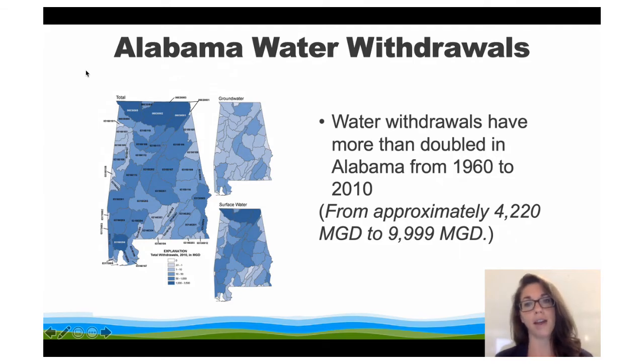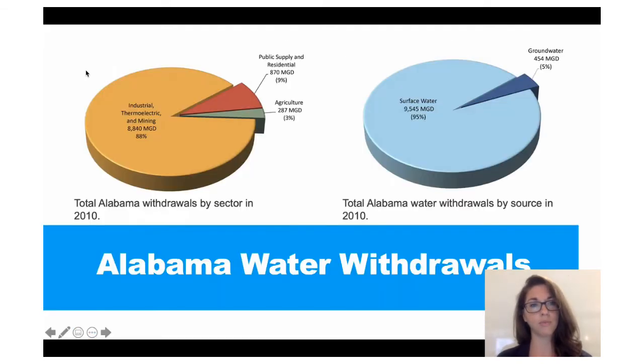Alabama water withdrawals have actually more than doubled since the 1960s. That's something to keep in mind when preserving and protecting our water bodies in the future, that water usage may be based on land use or population density. Total Alabama withdrawals by sector in 2010 reported industrial, thermoelectric, and mining taking up about 88% of those withdrawals, with public supply and residential using only about 9%, while ag used only about 3%.